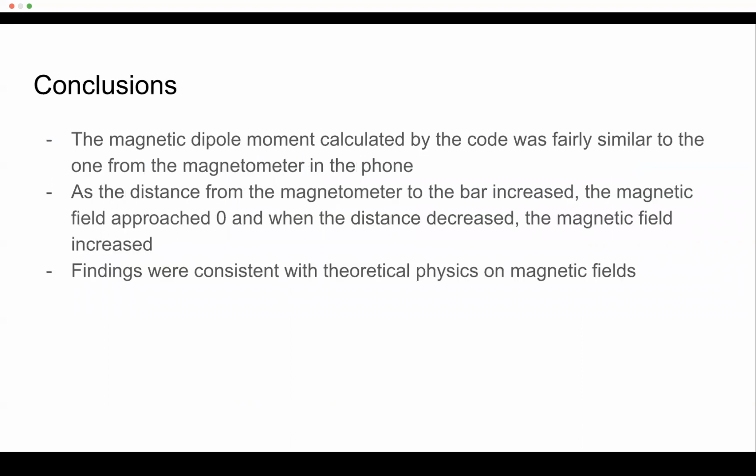For the conclusions, the magnetic dipole moment calculated by the code was fairly similar to the one from the magnetometer in the phone. As the distance from the magnetometer to the bar increased, the magnetic field approached zero. And on the other side, when the distance decreased, the magnetic field increased, which has been explained. The findings were consistent with theoretical physics on magnetic fields, because the equations that we used in the lab and the GlowScript code aligned pretty well. And that's the lab.